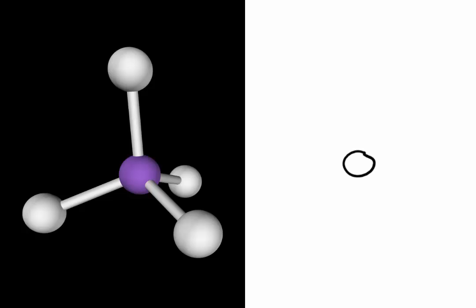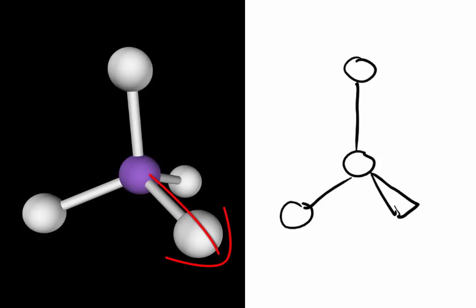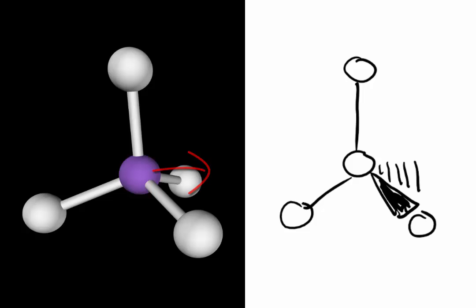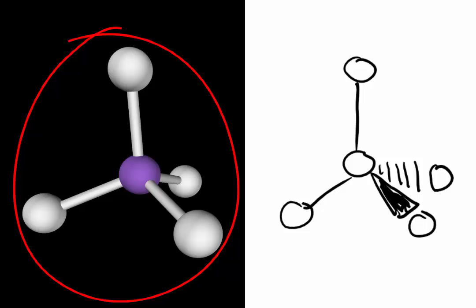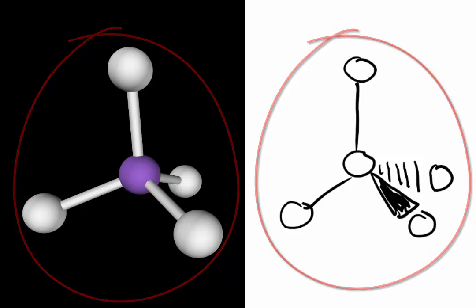For any bond that's in the plane of the page, use a straight single line. A solid triangle is a bond that is coming towards you, and we use a dashed triangle to represent a bond going back into the page. Therefore, this molecule will look like this on a 2D page.